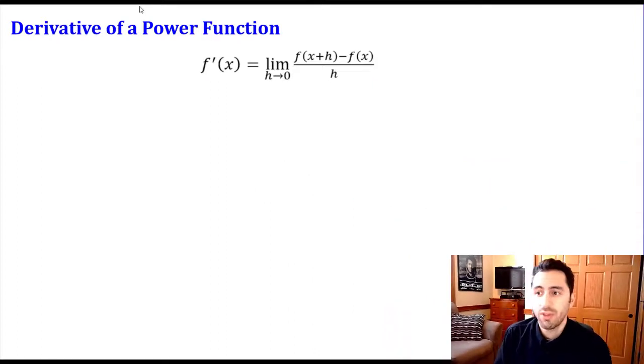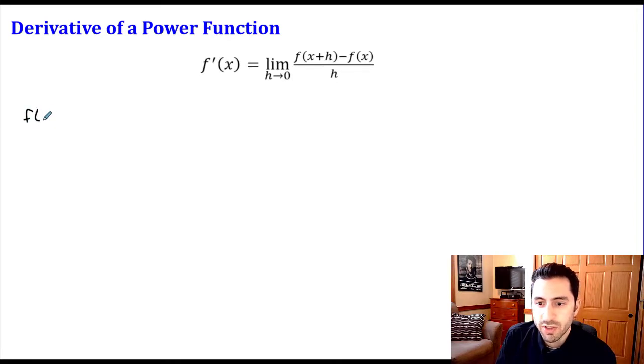So to start off with, on the screen, I have a reminder here of one way that we can define the derivative of a function. So we have this limit as h approaches 0, and it's f of x plus h minus f of x all over h. So like I said, I want to start off with a couple specific examples.